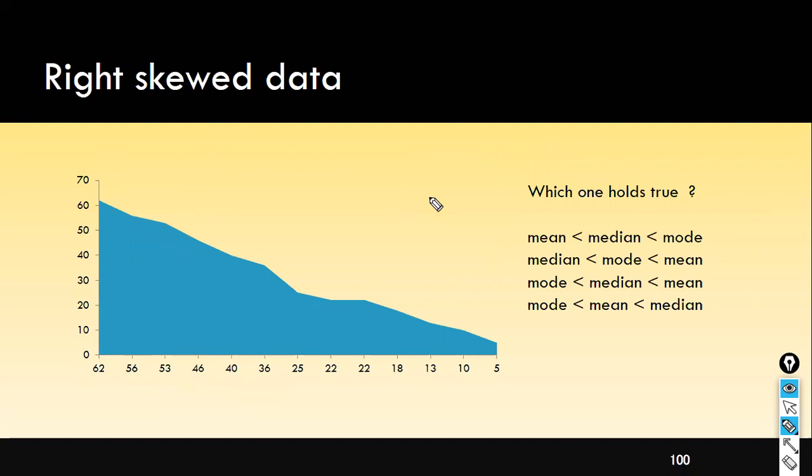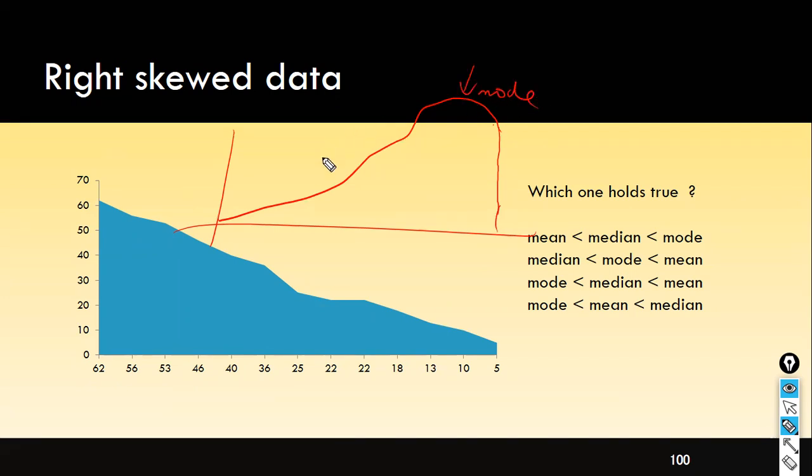I'll just draw it here. Let's say I have something like this. Now you tell me where the mode is. The mode is here, right? And what is the answer for the left distribution for the same given question? Which one holds true for the left distribution? Forget about this one now, look at this one. The mean will get dragged towards the left side and the median will be there in between mode and mean, right?